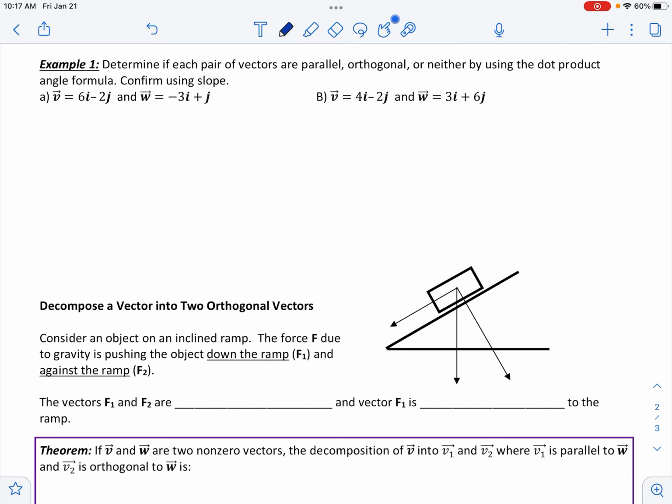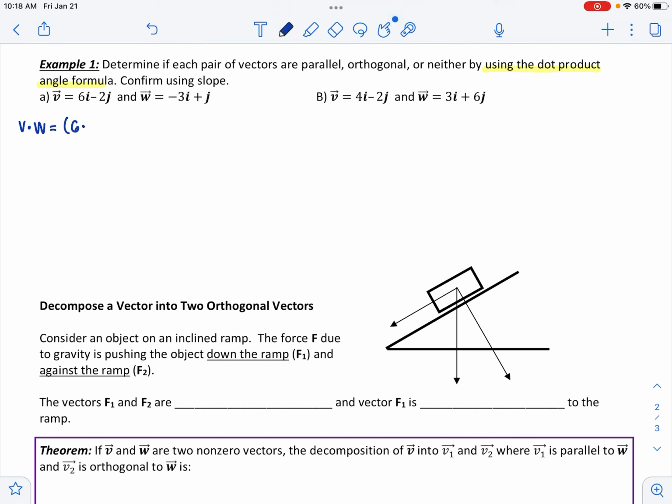Determine if each pair of vectors is parallel, orthogonal, or neither, using the dot product angle formula. So we are using that formula, cosine of theta equals the dot product divided by the magnitude times the magnitude. Then it says confirm using slope. So after we're done, we'll do the slope and see if what we got is true. So I need the dot product, so I'm going to do v dot w. And you may have noticed that we're putting arrows above these. It's because vectors can be named with arrows, and we want you to see it with and without.